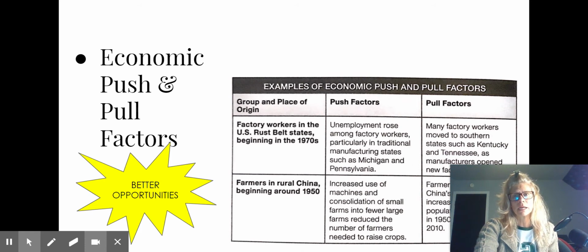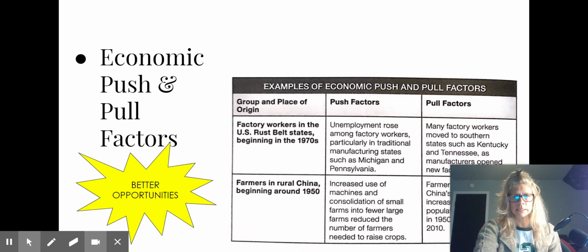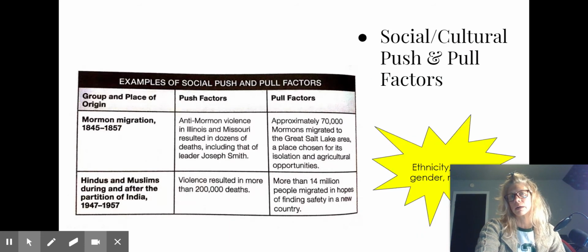These are economic push and pull factors. A really good example is the automobile industry up in the Rust Belt around Michigan and Pennsylvania. When those industries were outsourced into other countries, that area dried up and there were no jobs. So a lot of people were pushed out to find new jobs, and they were pulled into areas in the South where there were new developing tech jobs and defense jobs. Those are two good examples to use there.